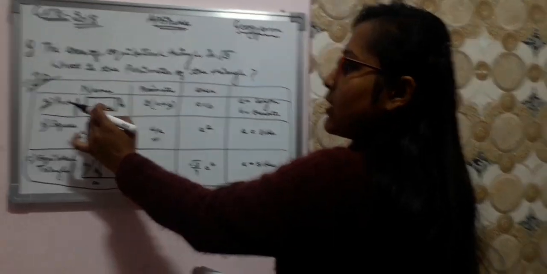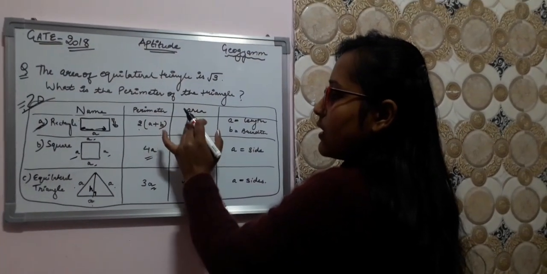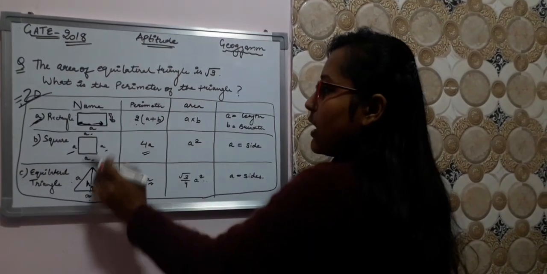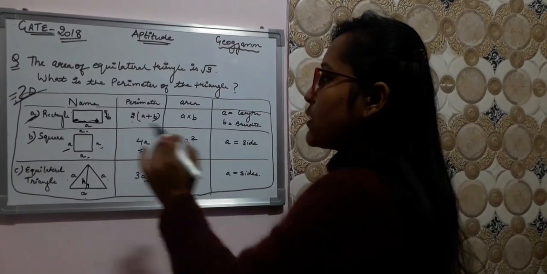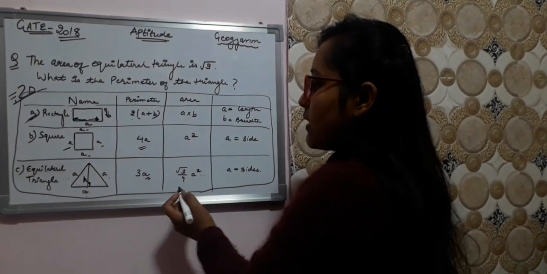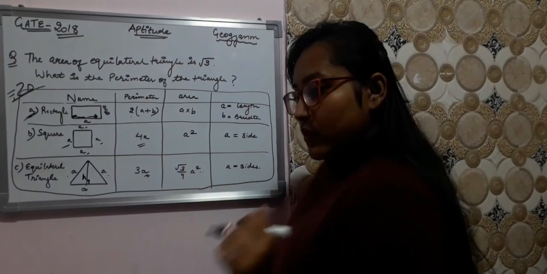The perimeter of a rectangle is 2 into (a plus b). Area is length into breadth. For a square, the perimeter is 4a and the area is a square. And for an equilateral triangle, the perimeter is 3a, which we will use in this formula, as well as the area, which is root 3 by 4 a square.